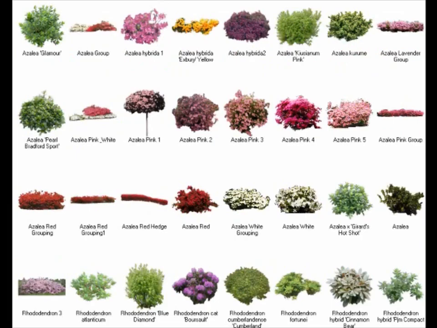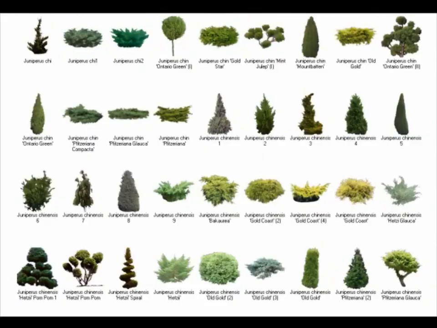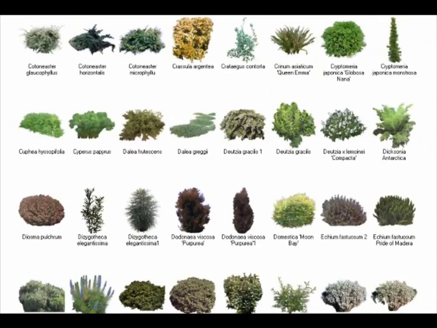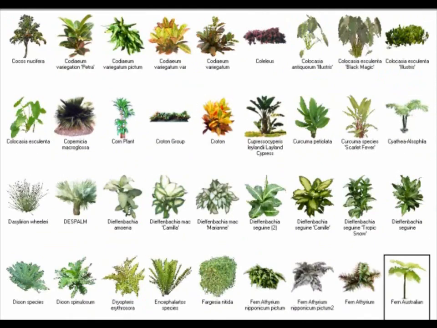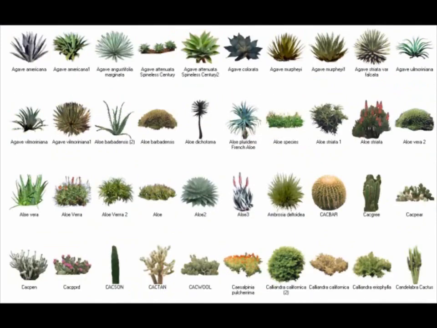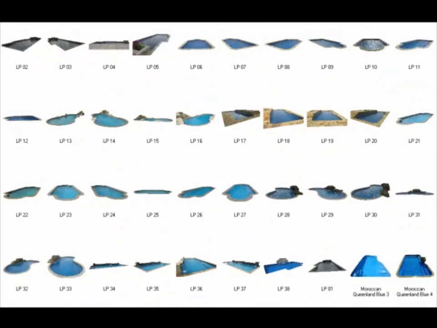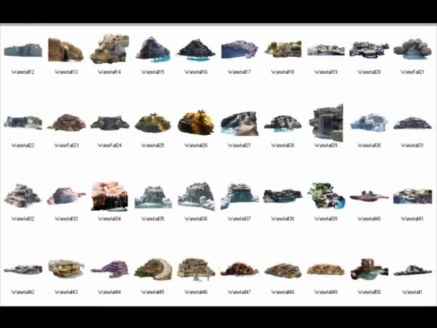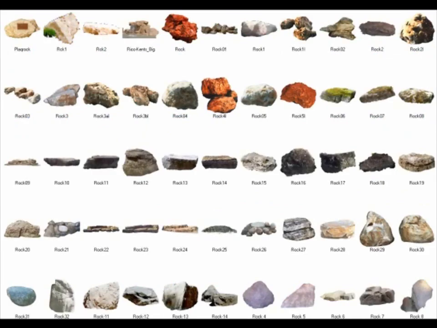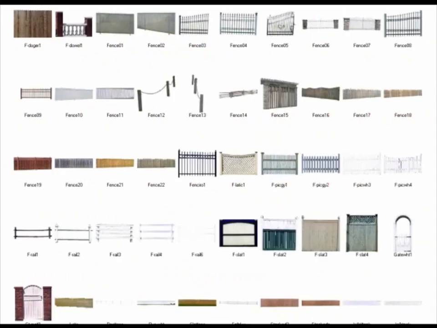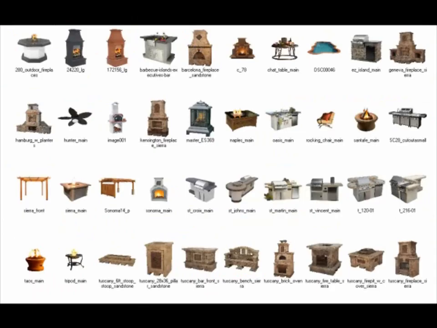And now for the part you've been waiting for. The program comes with a plant library with over 4,000 different high-resolution trees and shrubs, annuals, tropicals, and desert material. There are also over 2,000 miscellaneous hardscape items in the program, like swimming pools, rocks, lawn furniture, fences, and outdoor fireplaces, just to name a few.